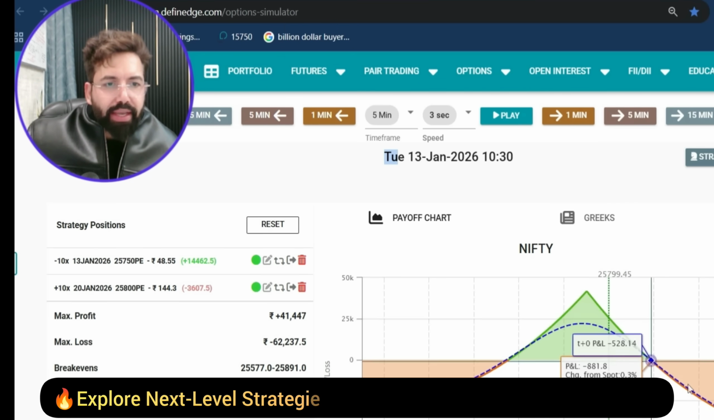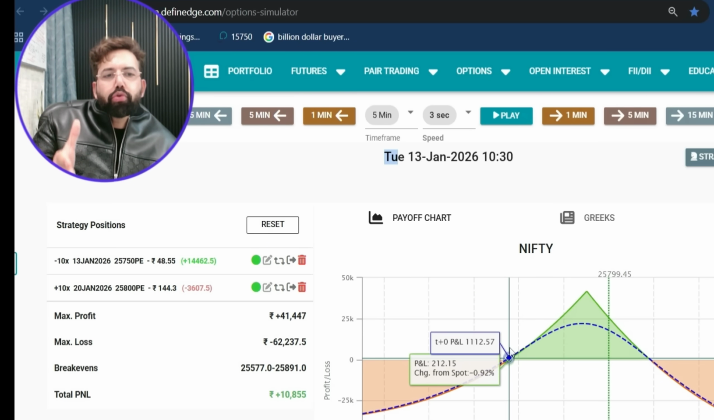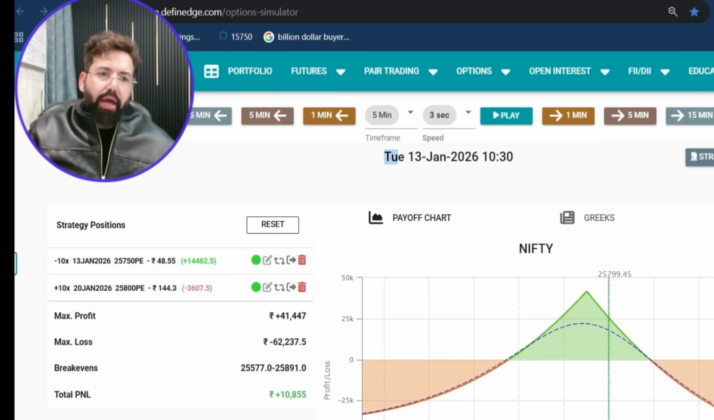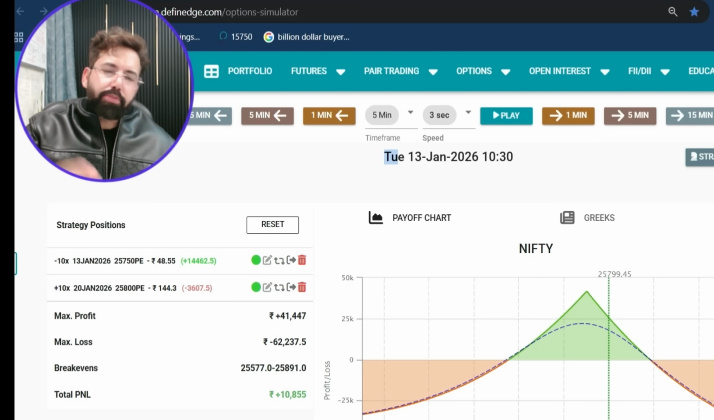Also, what you see is sometimes when the VIX tries to shoot up, then your breakeven also moves slightly more down. Now, this method is obviously not very popular. Now, do you want to see the popular method? Let me show you real quick.